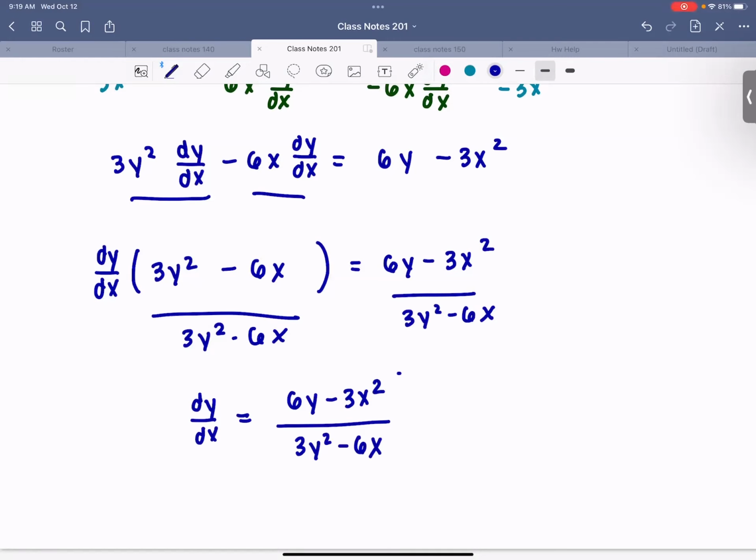Okay. This would be fine for me on a test or quiz. WebAssign might not like this answer. Can anyone see why? You can do that answer. Okay. Then I'll just leave it like that.